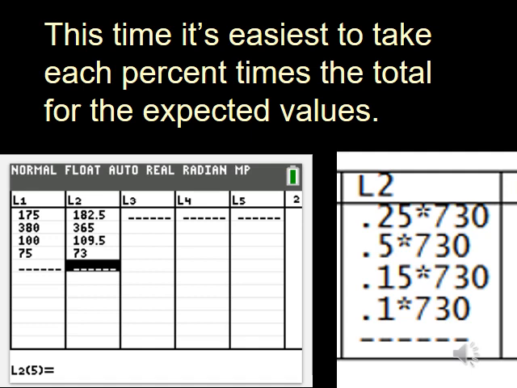And what you want to do is realize that we had 730 points possible. That was earlier in the problem given to you. And what you would do is take each of those percents times 730. What I actually did when I was working out this problem is I typed in 0.25 times 730 because the first category was 25%. Then 0.5 times 730, 0.15 times 730, 0.1 times 730. Take each of the percents as a decimal times the total, and that's what gives you those expected values.